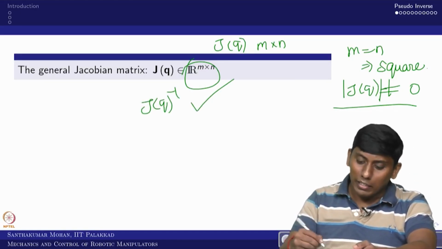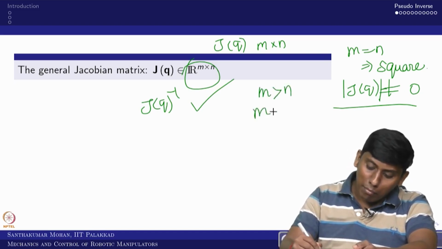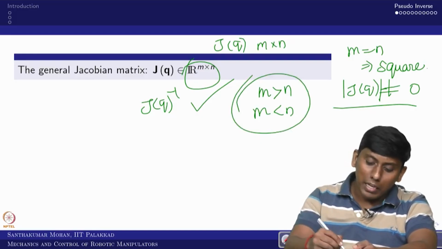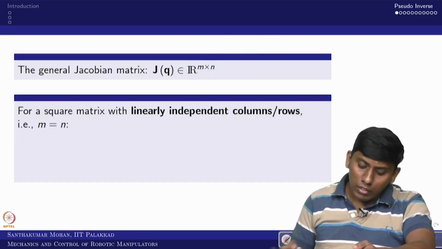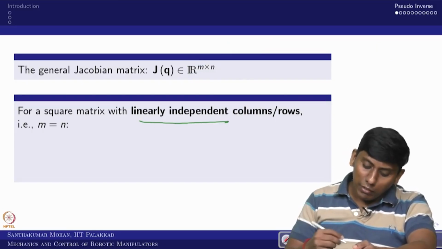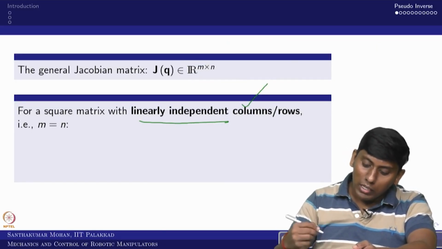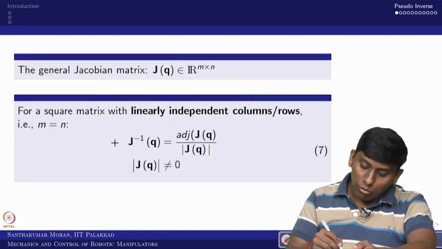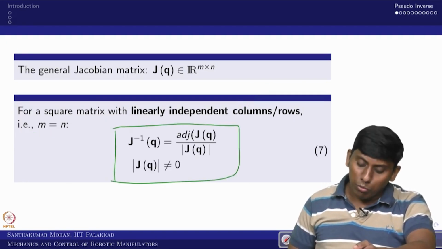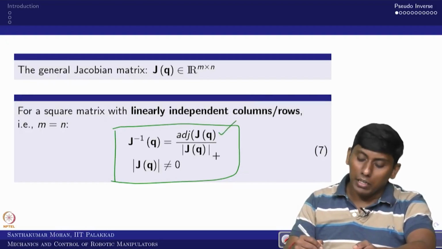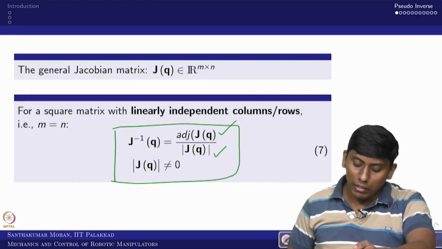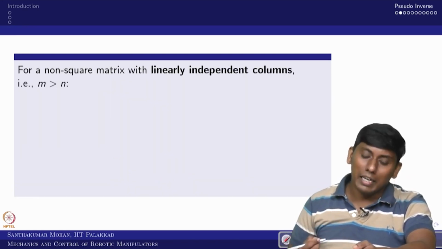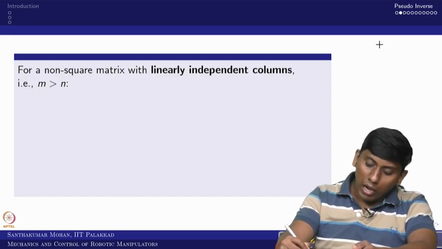But if M is greater than N or M is less than N, then how will you solve it? For that we will take the Moore-Penrose pseudo inverse. If it is a square matrix, it has equal linearly independent columns and rows, in the sense M equals N, and you can easily use J inverse, which is simply the adjoint of J divided by the determinant, provided the determinant is non-zero.